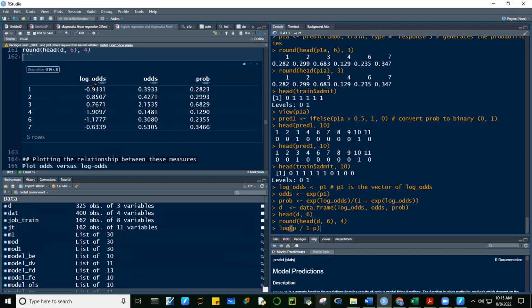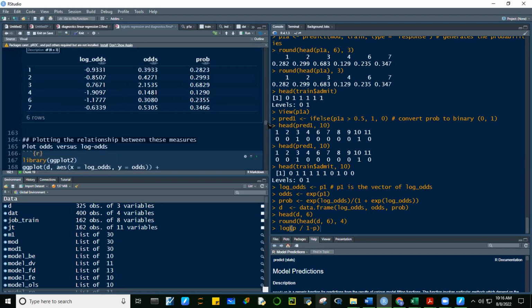Ito yung na-compute natin sa y. Ito naman yung kinonvert natin si y using e to the y over 1 plus e to the y. Yung odds is just you just get the exponentiation of your log odds. Kasi ito yung log of p over 1 minus p. Ito naman yung p over 1 minus p.